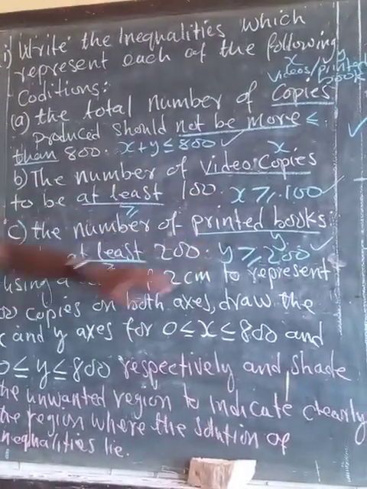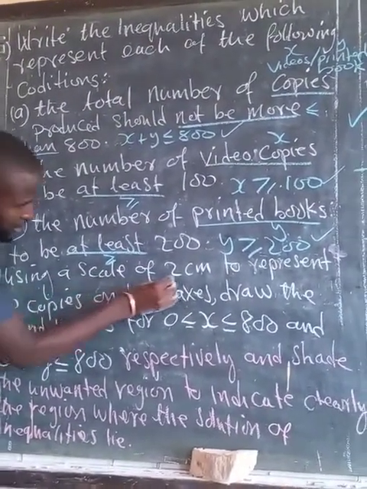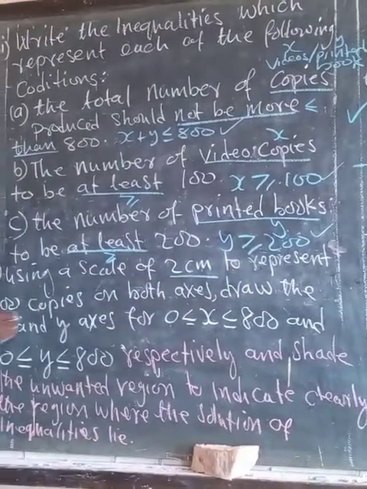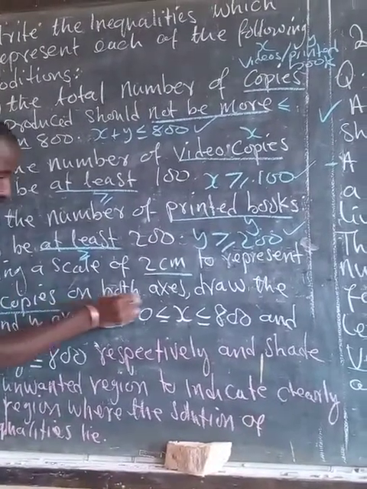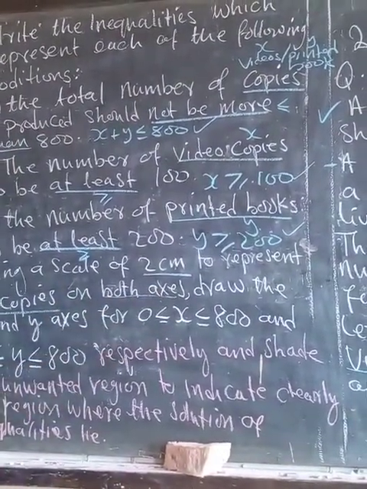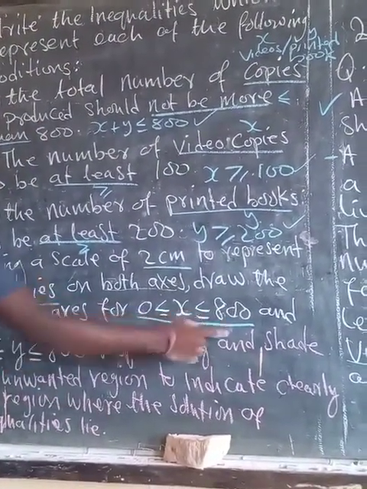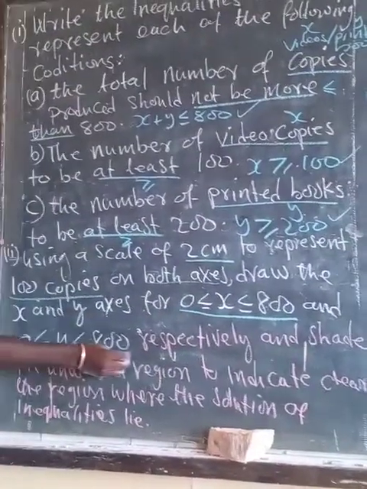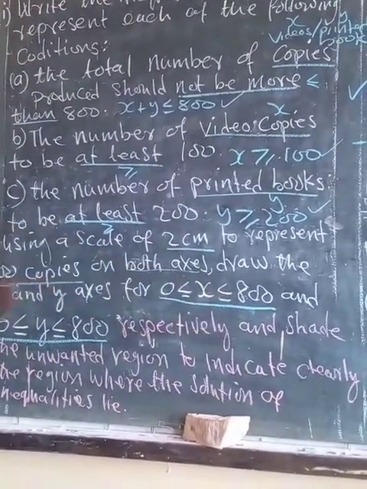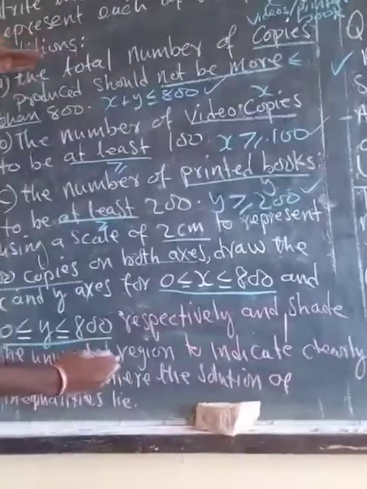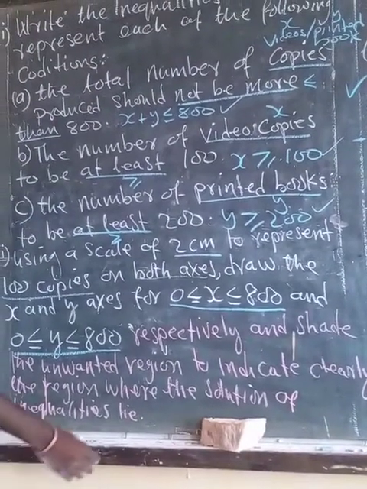These inequalities are the ones that you are going to show on your graph. Listen to this statement: using a scale of 2 centimeters to represent 100 copies on both axes, draw the X and Y axes. So this is the range, from 0 to 800 on the X axis, and again on the Y axis from 0 to 800. You should not exceed this range, otherwise your answer will not be accurate and you may be penalized.